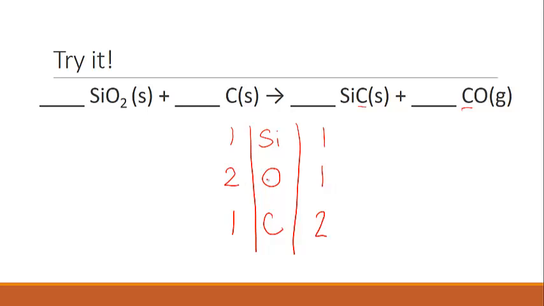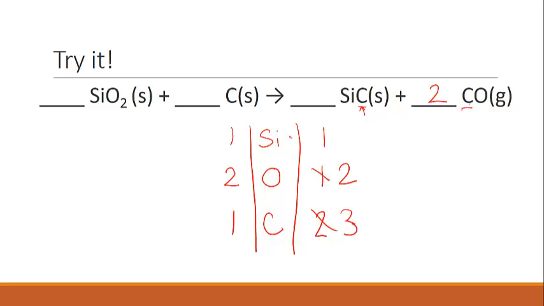So to balance my oxygens, I need more oxygen on the right. I see that oxygen is only in my CO gas, so I'm going to put a 2 here, and that's going to affect both my oxygen and my carbon counts. So I am going to recount. So now I have 2 oxygens, and I have 2 carbons, but don't forget the carbon in the other product. So I have 3 carbons.